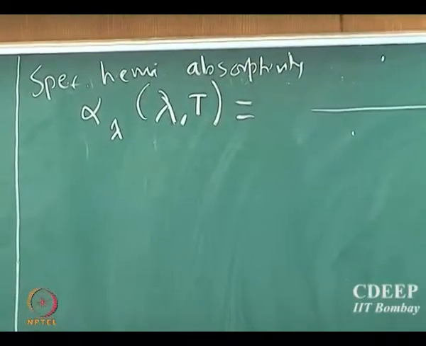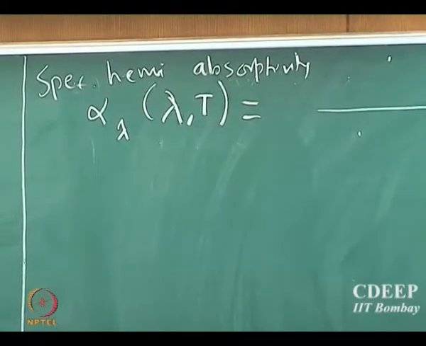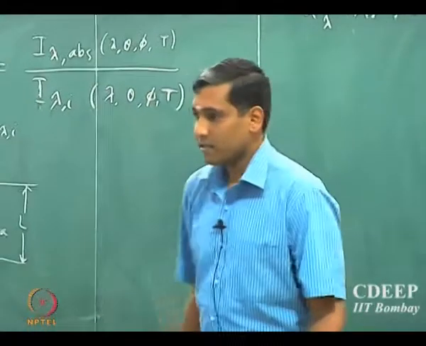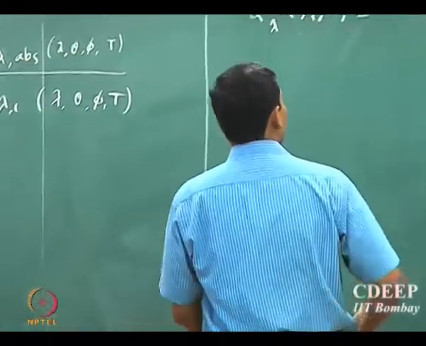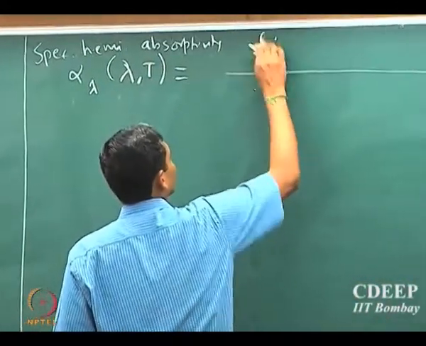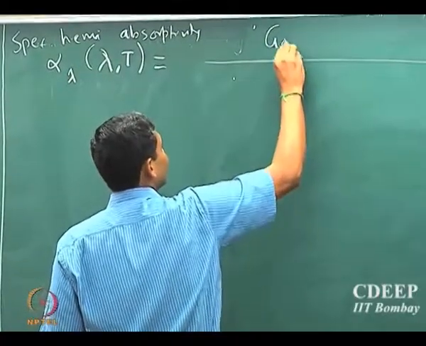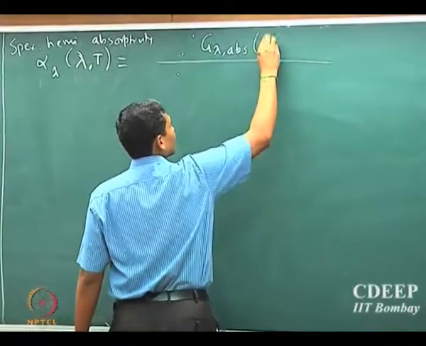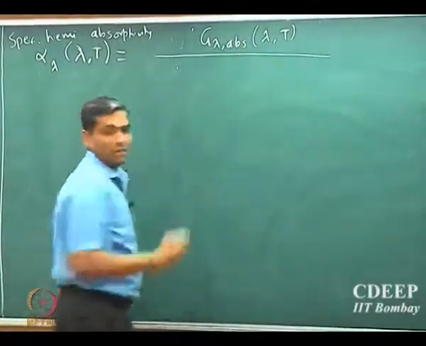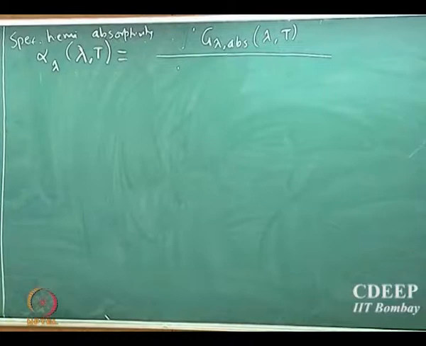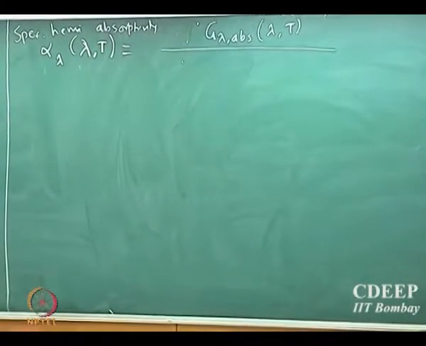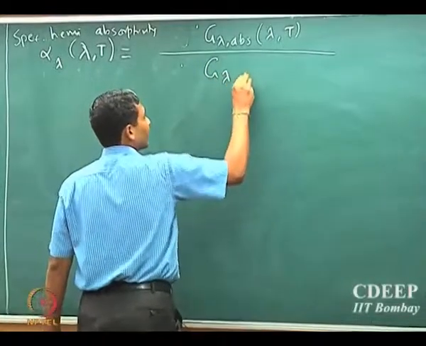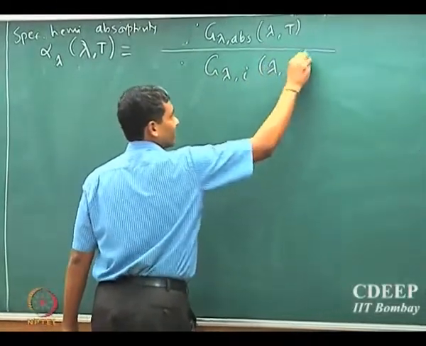Based on what we have seen in the last lecture and before, it will be the ratio of the spectral hemispherical, so that's given by G lambda absorbed, the spectral hemispherical irradiation that is absorbed by the surface, divided by the spectral hemispherical irradiation that is incident to that surface. Okay.